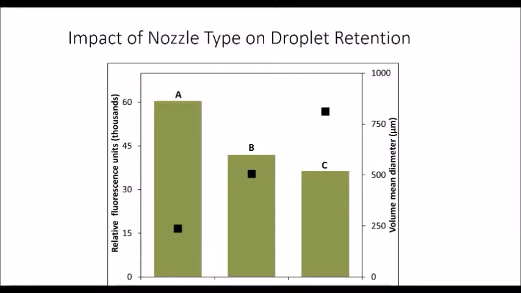The green bars that you see stair-stepping down are the relative fluorescent units, or how much product was retained on the plant at the time of application relative to those 3 nozzles. So as we increase droplet size, you see that inverse relationship, or that decreased droplet retention on the plant.